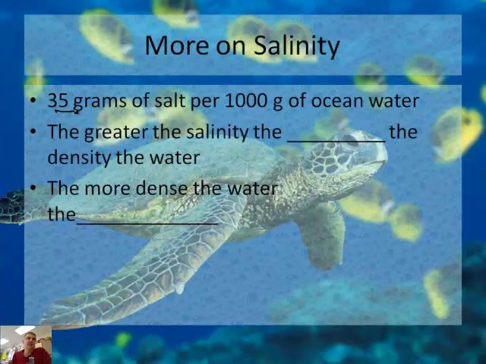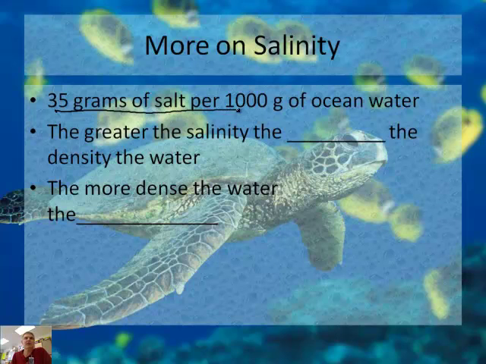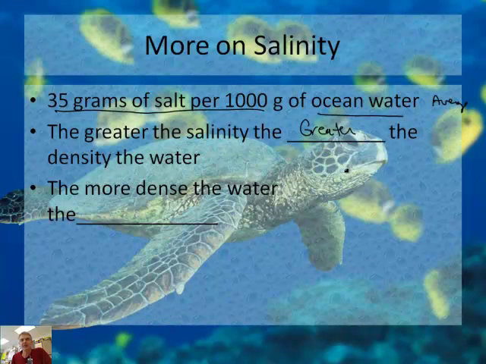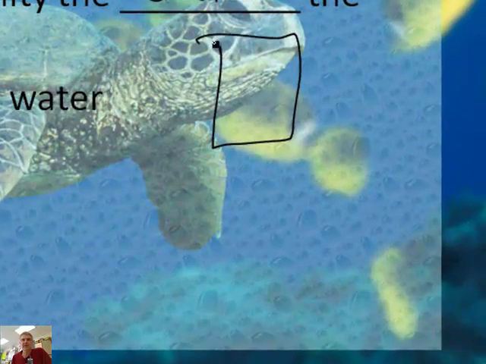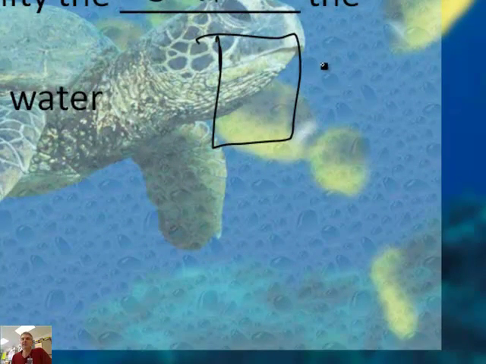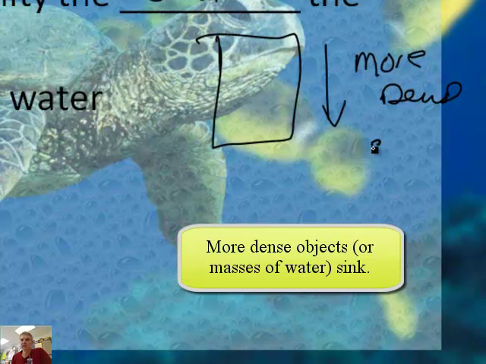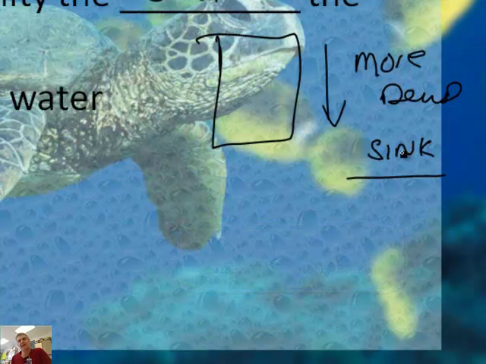All right, now let's talk some more on salinity. First of all, I've said this already, but we'll put it down: 35 grams per 1,000 grams of ocean water. That is the average. But the greater the salinity, the greater the density of water. So if there's more salt, that makes the water more dense. And as we've learned earlier in other podcasts and other class lessons, things that are more dense tend to sink. So if it's more dense, it will sink.